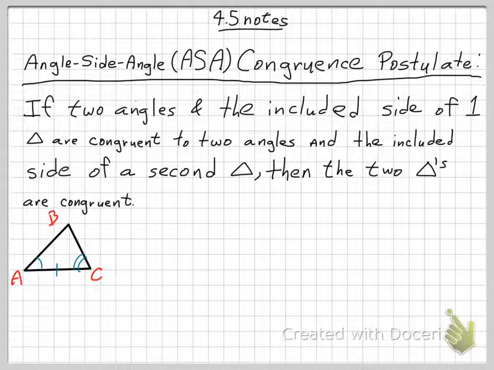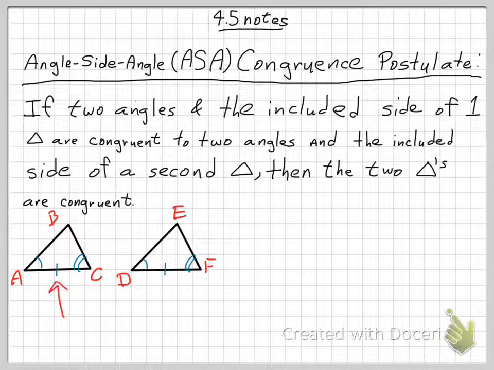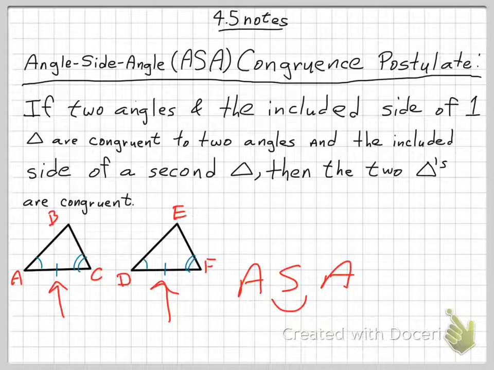So we have triangle ABC with angle, side, angle, and the side is literally in between the two angles. And we have triangle DEF, and again, the side is literally in between the two angles. So the corresponding sides are in between the two angles, just like the abbreviation ASA would lead you to believe. The side is literally in between the two angles in the figure as well.